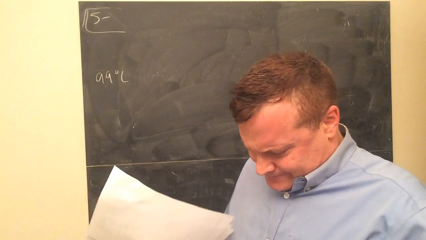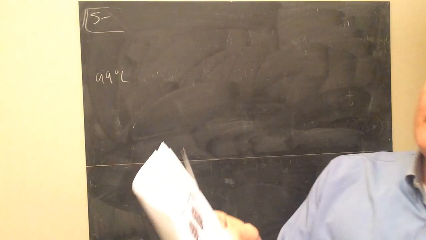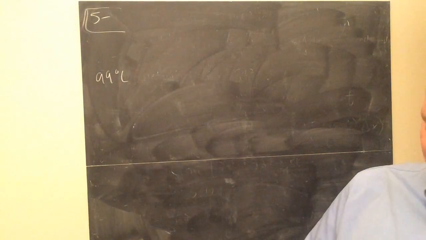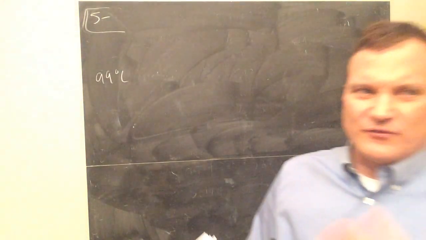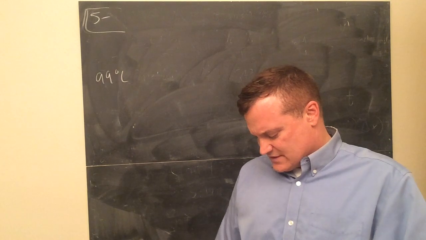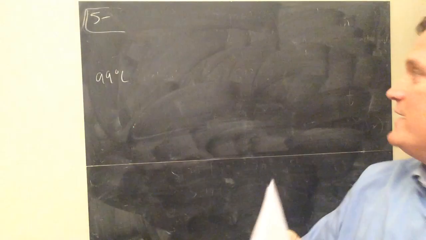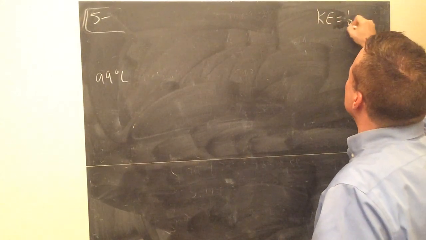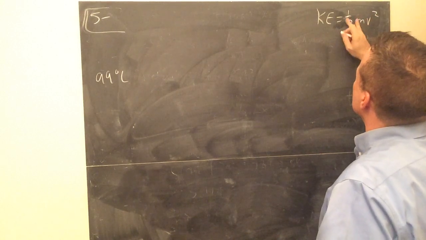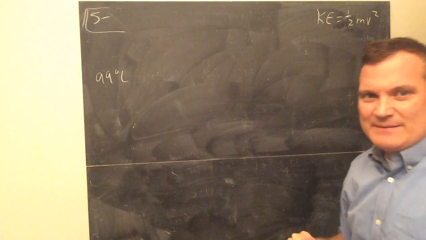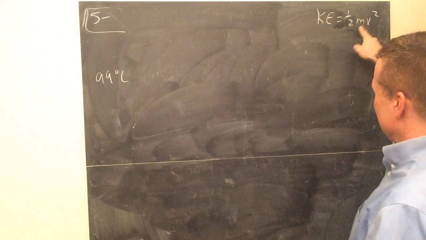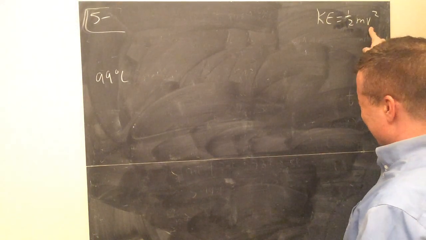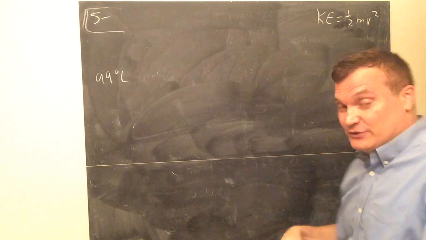In 510, it talks about the kinetic molecular theory, and at a later date I'm going to go through that material. It's more conceptual. But kinetic energy equals 1/2 mv squared. That's an important equation you're going to see pop up. The kinetic energy of an object is 1/2 times its mass in kilograms times its velocity in meters per second.